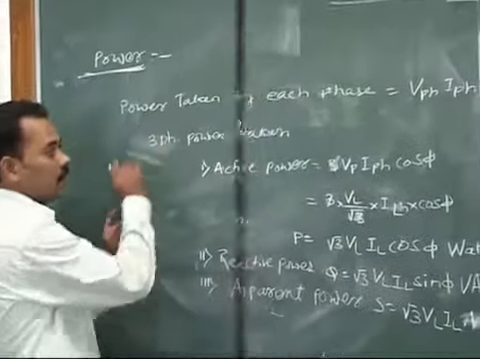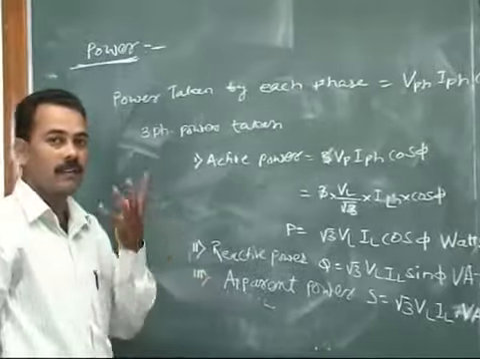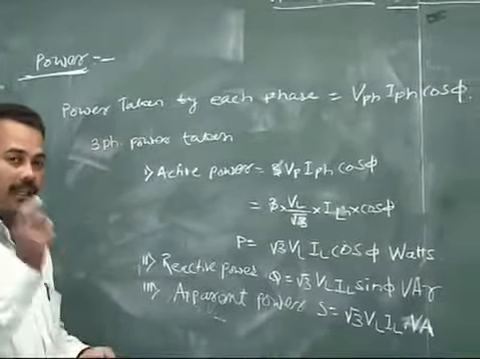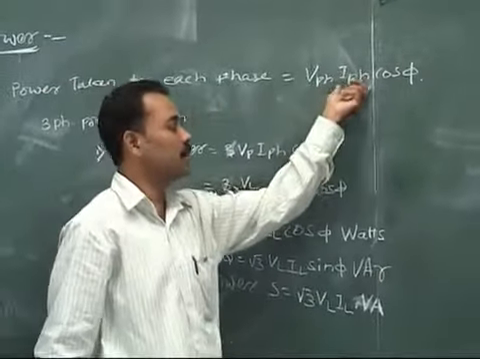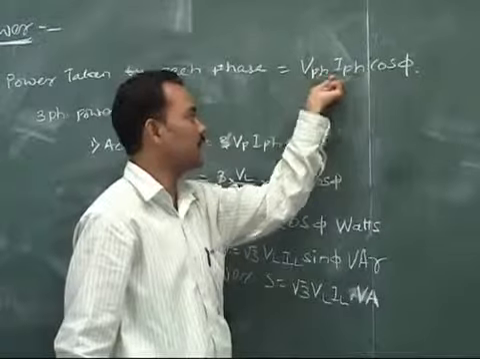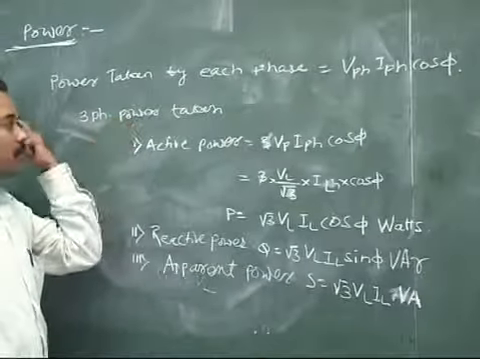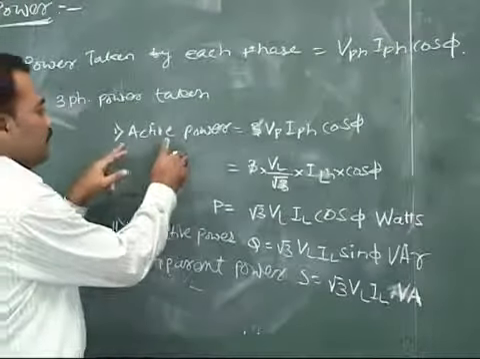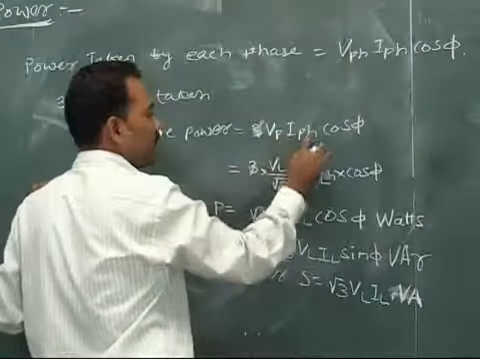Next is the power. How are the active power, reactive power and apparent power taken by a three-phase star-connected balanced load? As we know, the power taken by each phase, that is each impedance, is given as VPH into IPH cos phi, that is phase voltage, phase current into cos of phi. So the total power taken by the three-phase balanced star-connected load, that is the active power, is equal to 3 times VPH IPH cos phi.